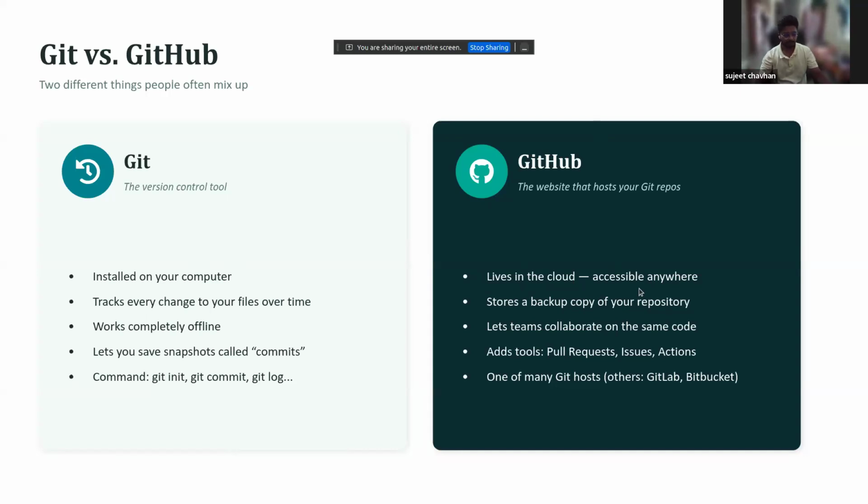Let's say you are making changes from your computer locally and you want to access the same file using a different computer or a mobile or a different device. Once you push the code to GitHub, you can access it, and it stores a backup copy of your repository. It's GitHub's responsibility that your copy is not lost. And many teams can collaborate on the same code. Let's say you are sitting in India and writing some code, and your collaborator is sitting in the US and can also see the same code and make changes to it.